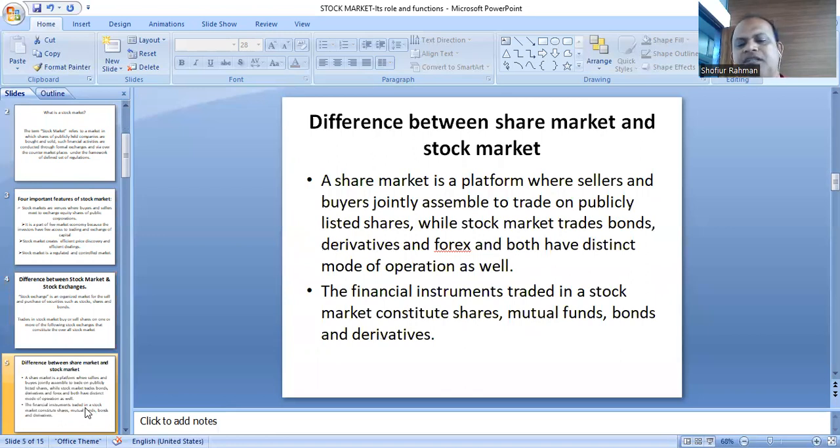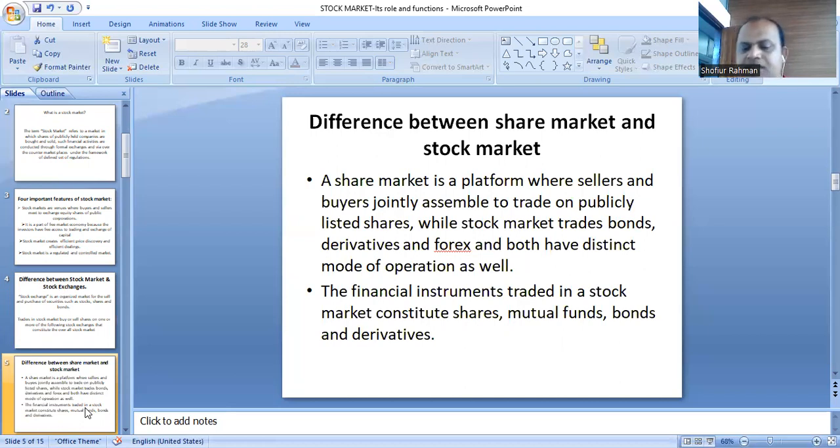Now, the difference between the share market and stock market. A share market is a platform where sellers and buyers jointly assemble to trade on publicly listed shares, while stock market trades bonds, derivatives, and forex, meaning foreign exchange, and both have distinct modes of operation as well. They have some separate set of rules, and accordingly the transaction is done.